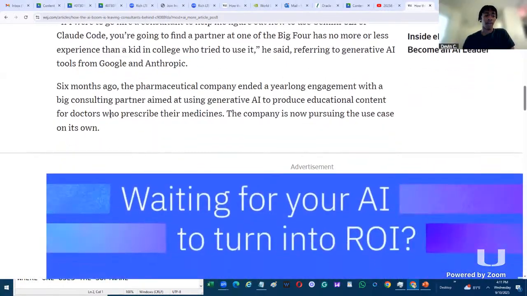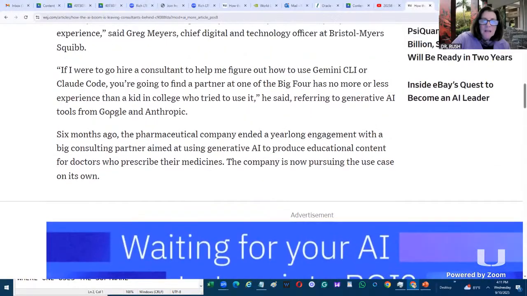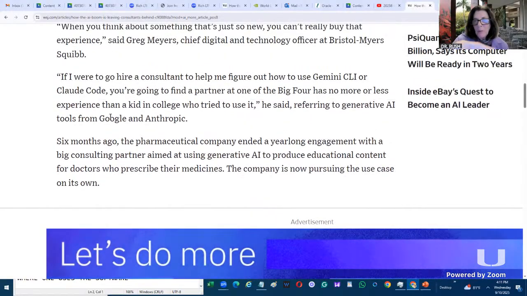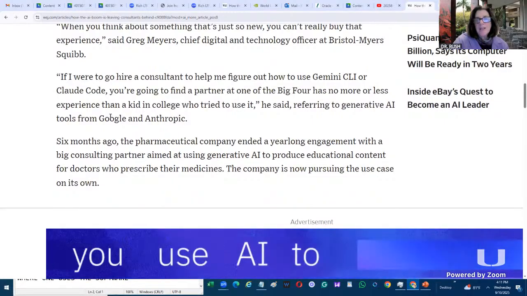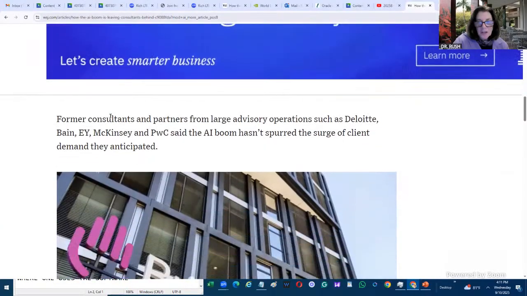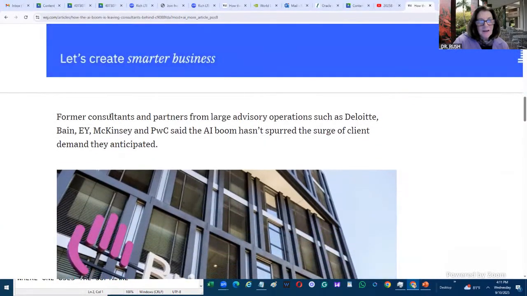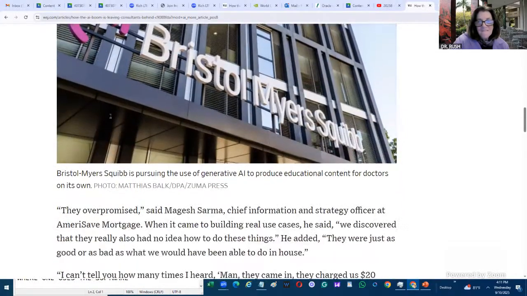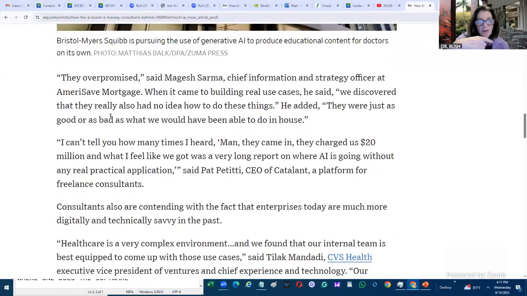Yeah, so that's why I love it so much, is that what we're doing in our classes will make it easy for us to make an impression, that we can even compete with some of these Big Four consulting firms. Either you can go to those, or you can go off on your own. And basically, they've overpromised. We discovered they really have no idea how to do these things. They were just as good or bad as we would have been doing it in-house.